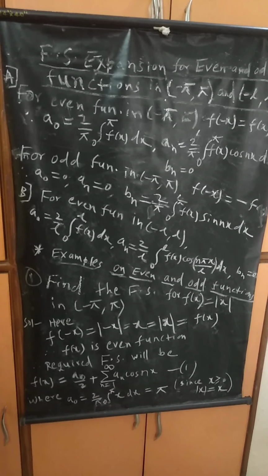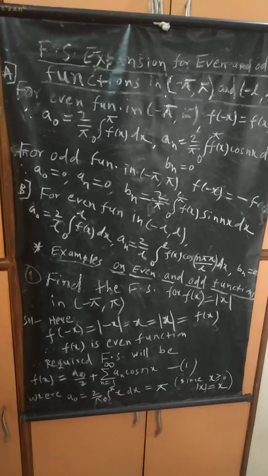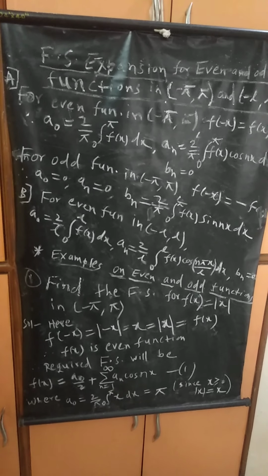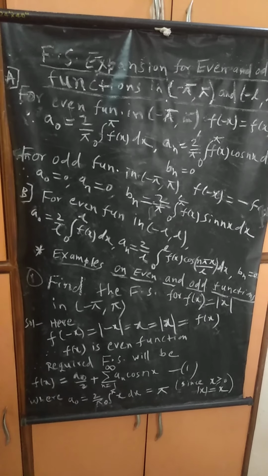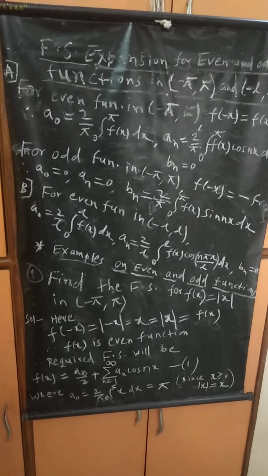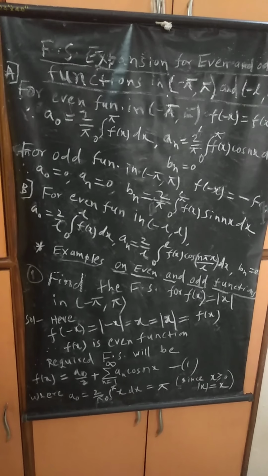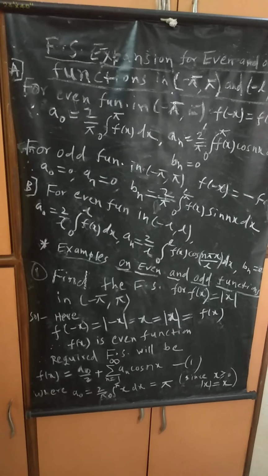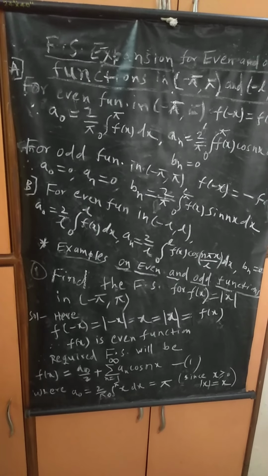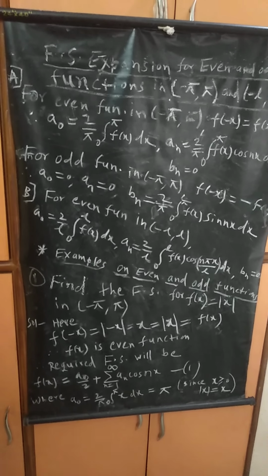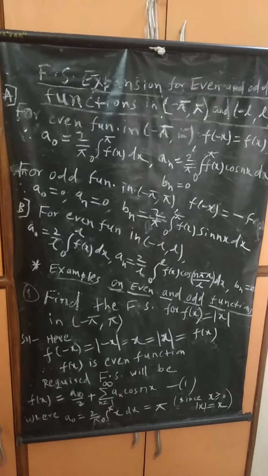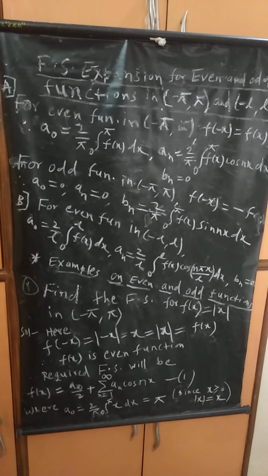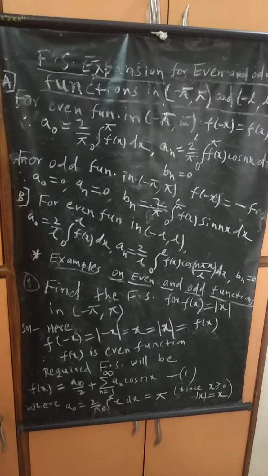And bn is 0. Why? For an odd function, the integral from minus a to a of f(x) dx is equal to 0. And in bn, in the integrand, we have the product of f(x) and sin nx. So f(x) is even, sin nx is odd, so even into odd is odd, and therefore bn will be 0.